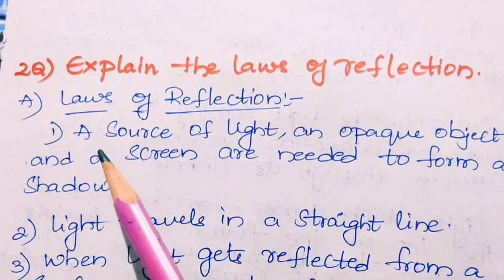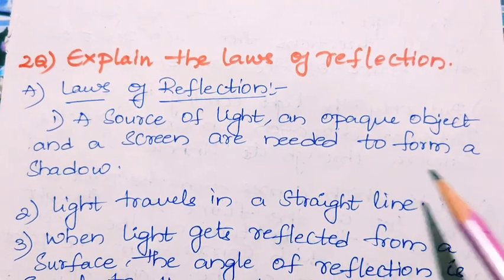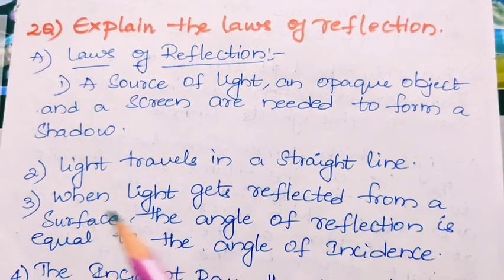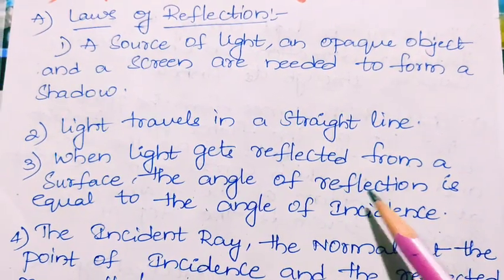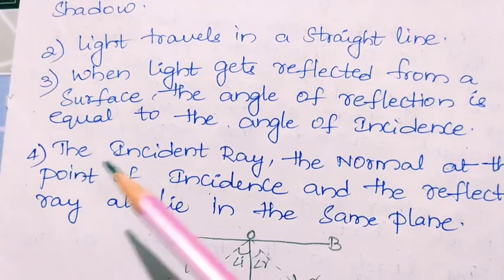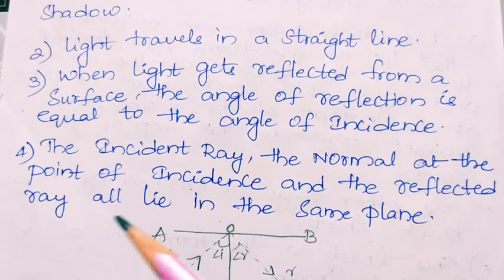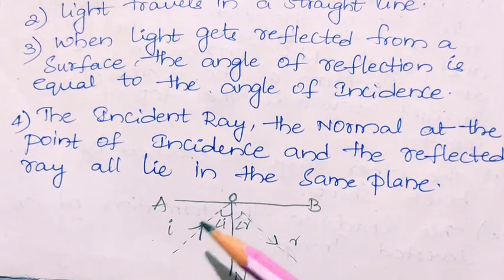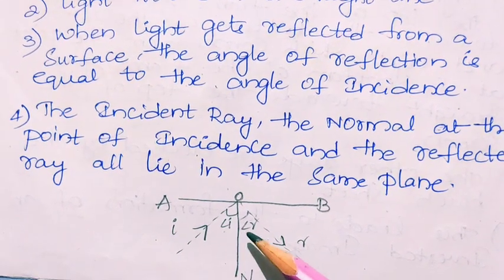First point is, a source of light, an opaque object and a screen are needed to form a shadow. Second point, light travels in a straight line. Third point, when light gets reflected from a surface, the angle of reflection is equal to the angle of incidence. Fourth point, the incident ray, the normal at the point of incidence and the reflected ray all lie in the same plane. So this is the normal ray, this is the incident ray and this is the reflected ray. So always the angle of I is equal to angle of R.